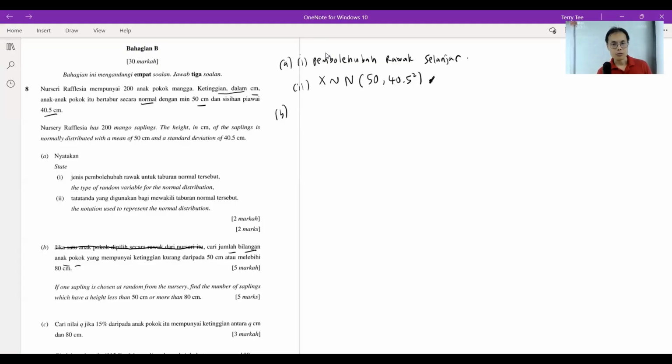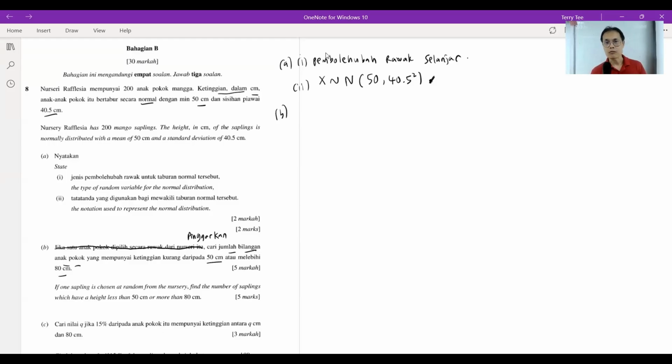All right. Now normally we cannot say cari, we should say estimate or anggarkan. Yeah, in bahasa should be anggarkan. But why do I say estimate? Because it's not exact. Normal distribution is like, we're talking about the probability, the chances of them having a height more than this, less than that. There is an estimation, right? We don't take out of 200 and straight away always get the exact amount. It's an estimation, right? Okay, so we are actually estimating the number of anak pokok mempunyai ketinggian kurang daripada 50 atau melebihi 80.